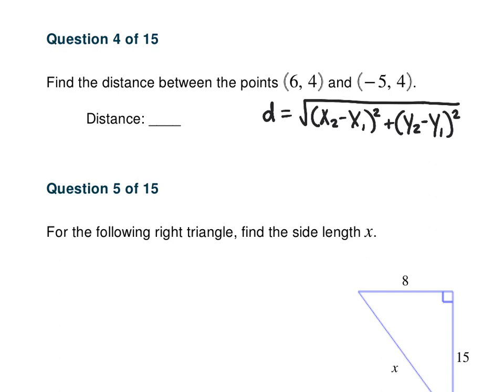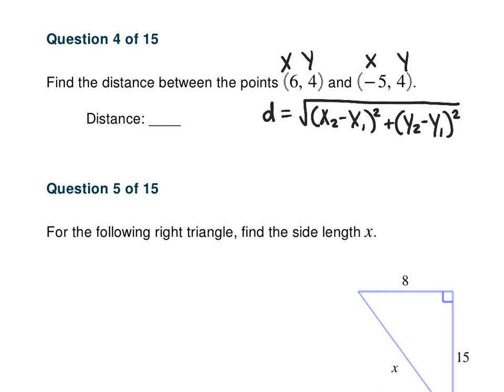And doing the algebra from there. So if we look at the point (6, 4), that has 6 being my x coordinate and 4 being my y coordinate. I'm going to do the same thing for (-5, 4). I have my x coordinate and my y coordinate. They both have an x and a y, but I have 2 points there. That's where my sub 1 and sub 2 comes from.